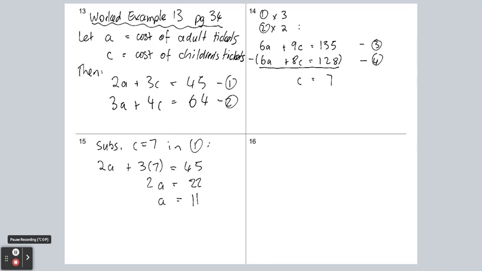It's rude. 2a is equal to 22, so a is equal to 11. So we've got $11 for the adult tickets and $7 for the children's tickets. So we've got that far, and I wanted you to see the setting out, because I think this gives you the clearest setting out. What's one more thing that we can do if we've got time?